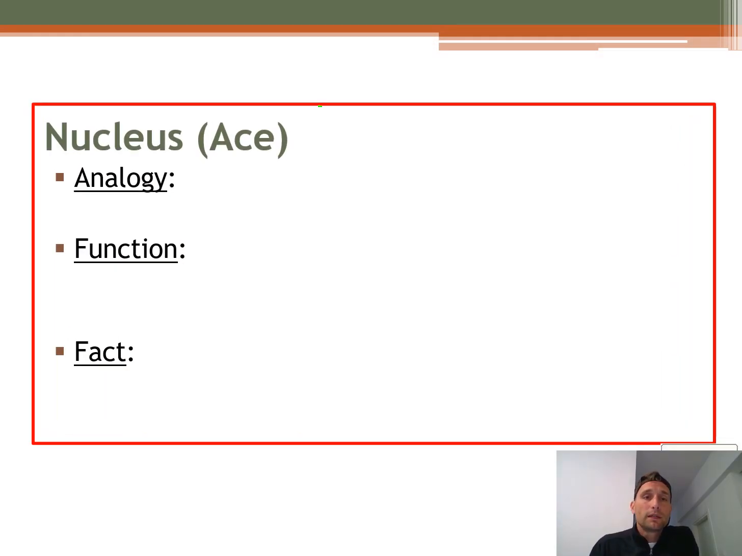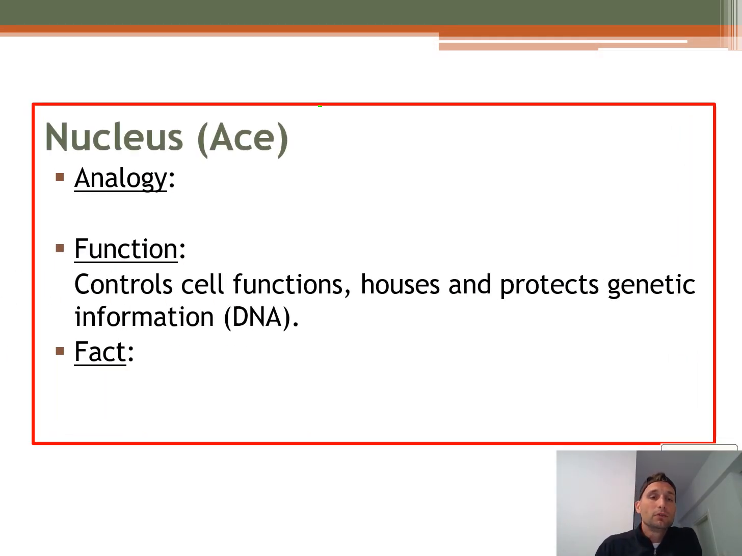Our first organelle is the nucleus. The nucleus controls cell functions, and a very, very important thing, it protects genetic information, DNA. It's very important that our DNA is not damaged. Obviously, we're talking about eukaryotic cell structure, so our cells have a nucleus. Prokaryotes do not.